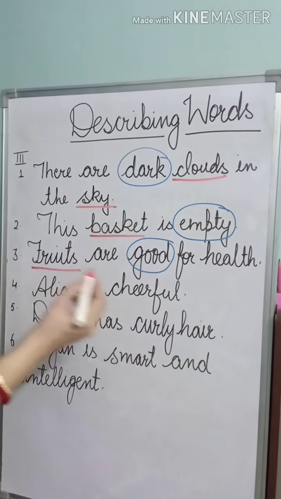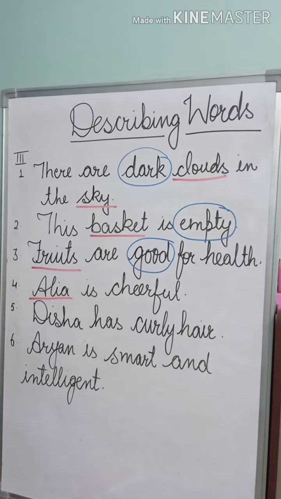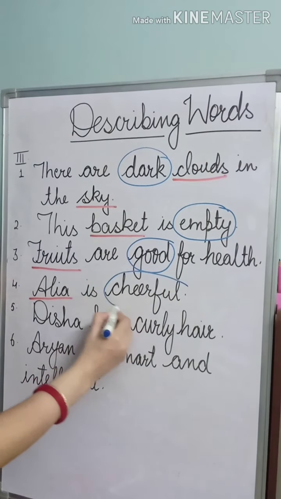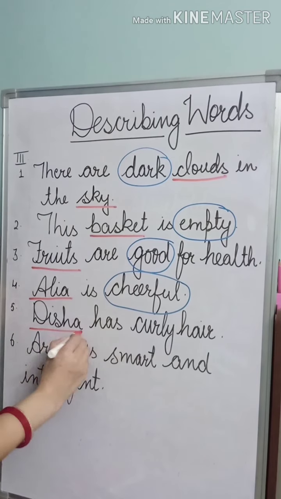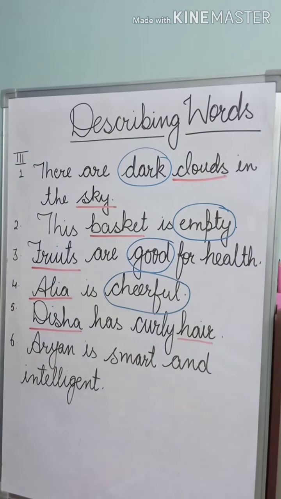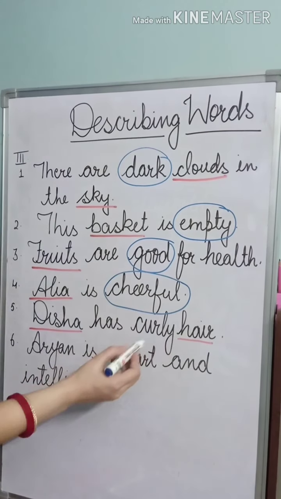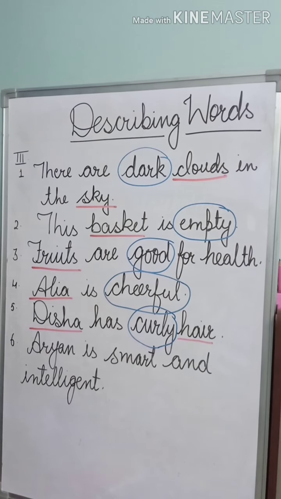Next, Alia is cheerful. As we know, Alia is the naming word. And what is the quality of Alia? What describes Alia? Cheerful. Next, Disha has curly hair. So, Disha is a naming word and hair is also a naming word. And what is describing the hair? Curly. So, Disha has curly hair.